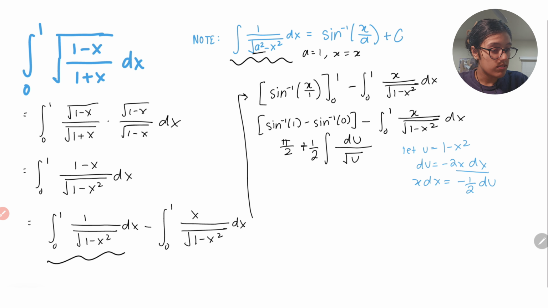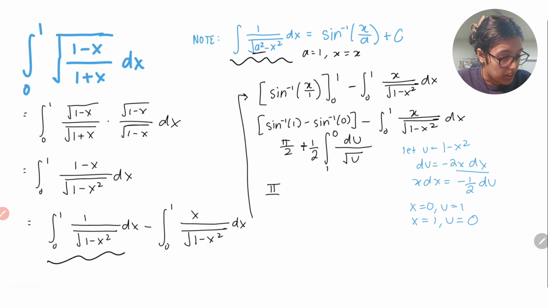And now for the bounds. When x is 0, u will have to be 1 minus 0 squared, which is just 1. When x is equal to 1, u will be equal to 0. So the new bounds are going to look a little something like 1 and 0, but of course we can't have that. We actually have to switch those. So we are going to be left with pi over 2 minus 1/2, from 0 to 1. Remember, if we want to switch this bound and this bound, we have to have a negative sign outside of the integral. And then we have du over root u.